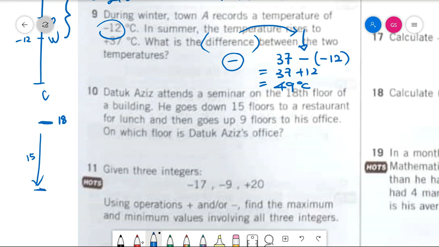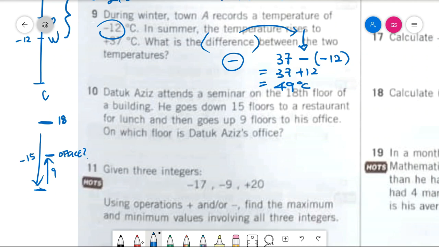Don't know what floor. Don't care. Okay? And then goes up 9 floors. Okay, goes up 9 floors here, and here is his office. You want to know what floor is his office. So what happens is, where they catch the rabbit is this 15. When you are going down, you must have a negative.